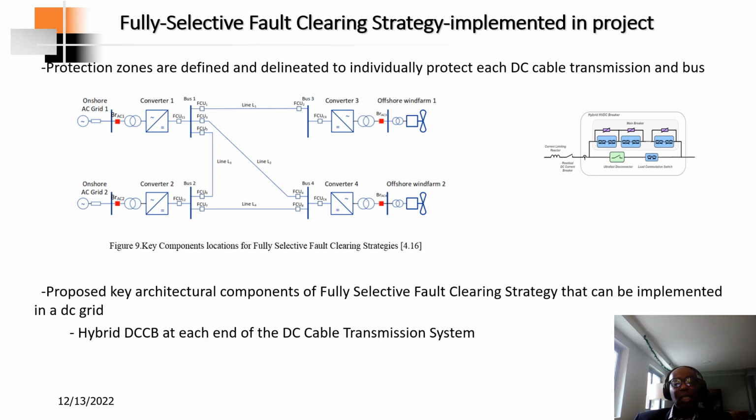Let's talk about the architectural components of the fully selective fault clearing strategy. It consists of a hybrid DC circuit breaker at each end of the DC transmission system, and that is what I showed to you. These two. And for MTDC, it's all these circuit breakers on each end. Then the half-bridge sub-module MMC converter, so this MMC converter utilizes a half-bridge sub-module.